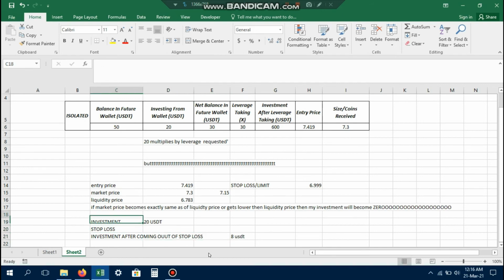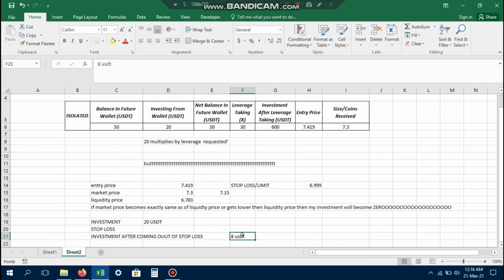So it means that if you set the price at a stop limit, you will come out of the trade with at least some amount of USDT. You won't be on zero. Okay, you will have some amount of USDT to trade further.